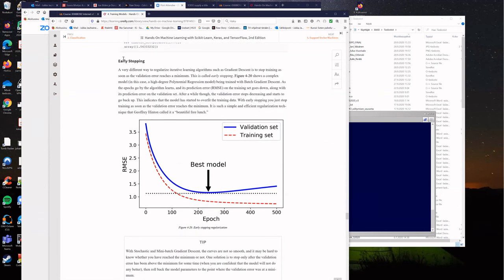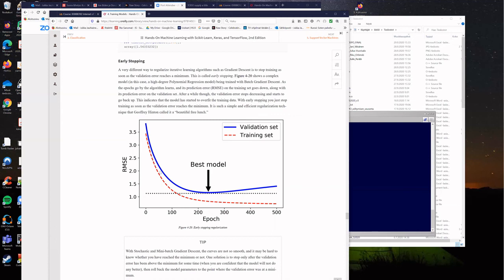The early stopping means that when you have the training set and validation set and you do more iterations, I think the epoch is the number of iterations you have made. And when you first start, the error is very large when you have a small number of epochs made. But then it decreases quite rapidly until you get a point here.